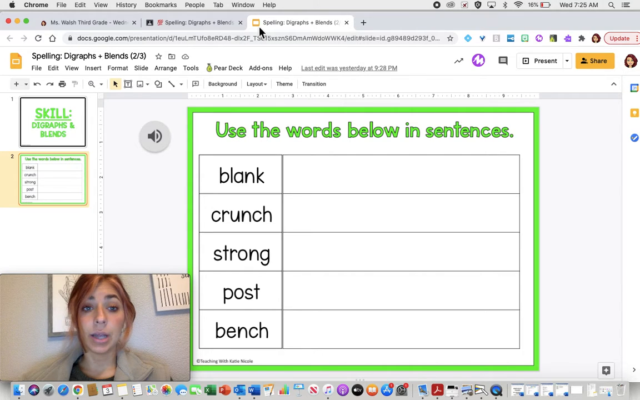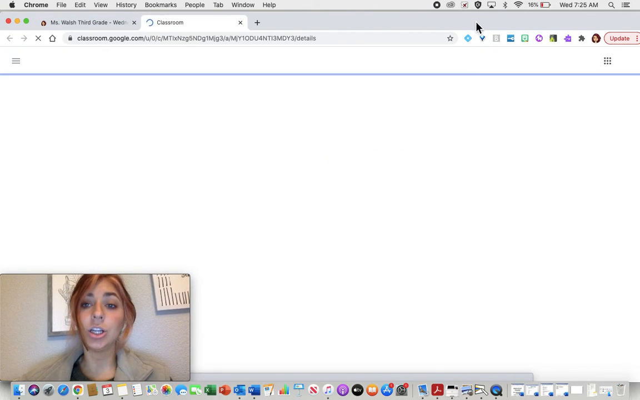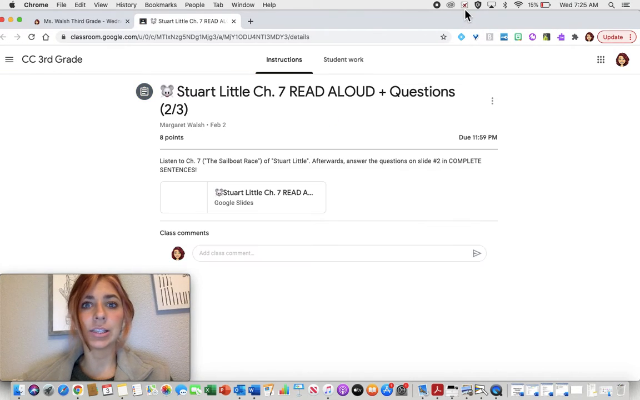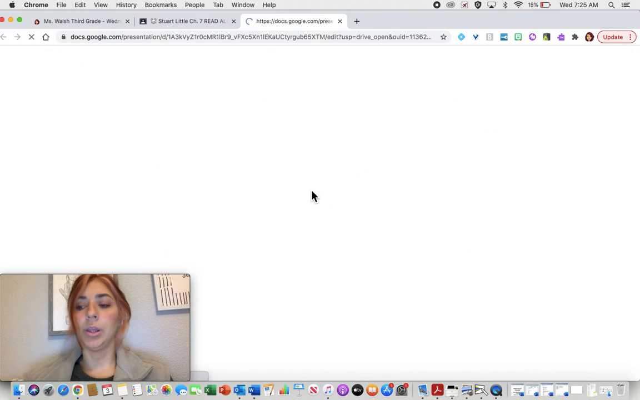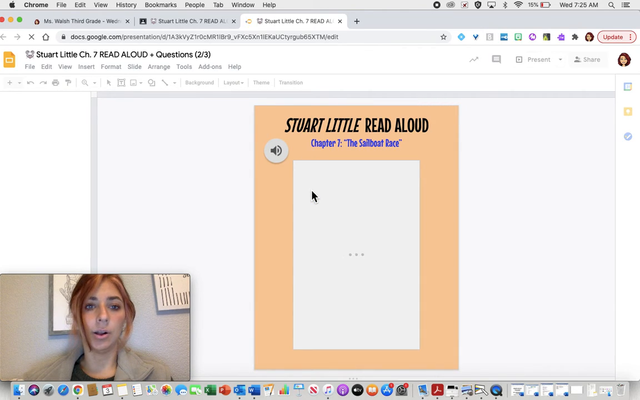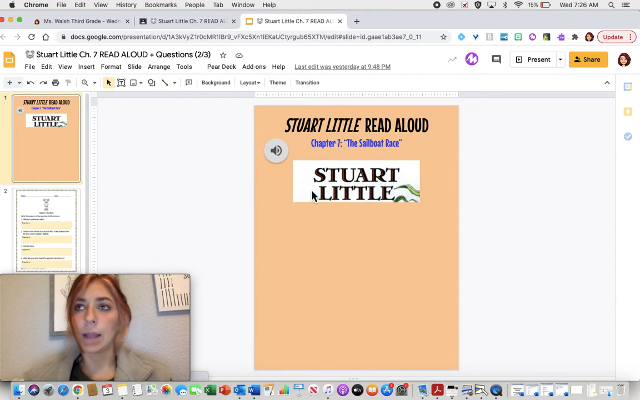And so after you do your spelling job, you are going to do your Stuart Little read aloud as promised. Stuart is now kind of starting his adventure, right? We're exploring outside of the house. We explored outside of the house last chapter, and so we're going to see what evolves from that. Stuart was on the Wasp, and so we're going to see what happens with the Wasp. Does he win the race? Does he not? What happens? This is what we're going to find out in chapter 7.